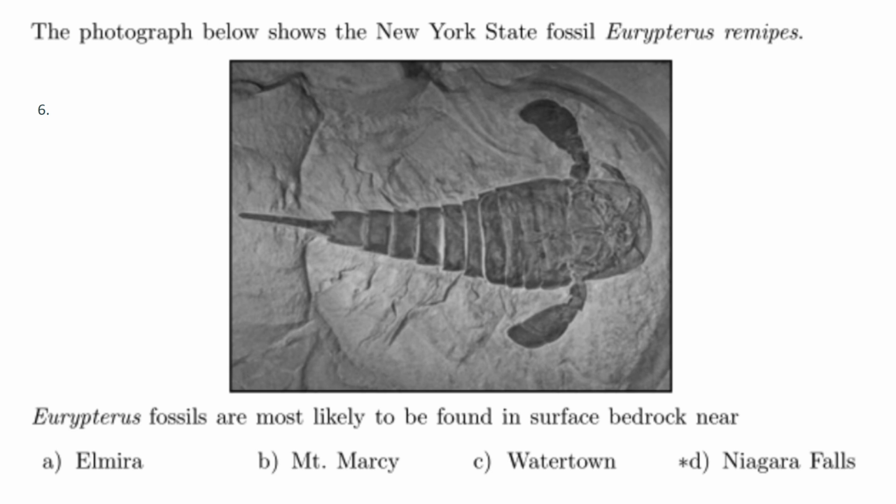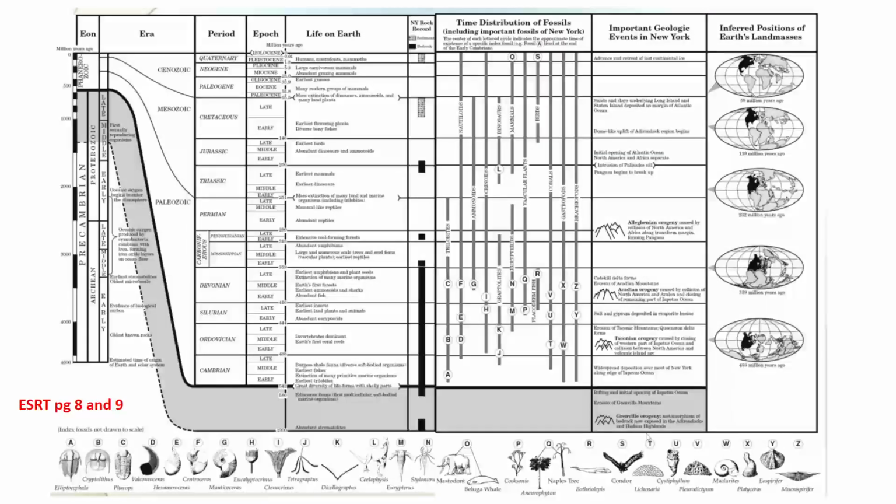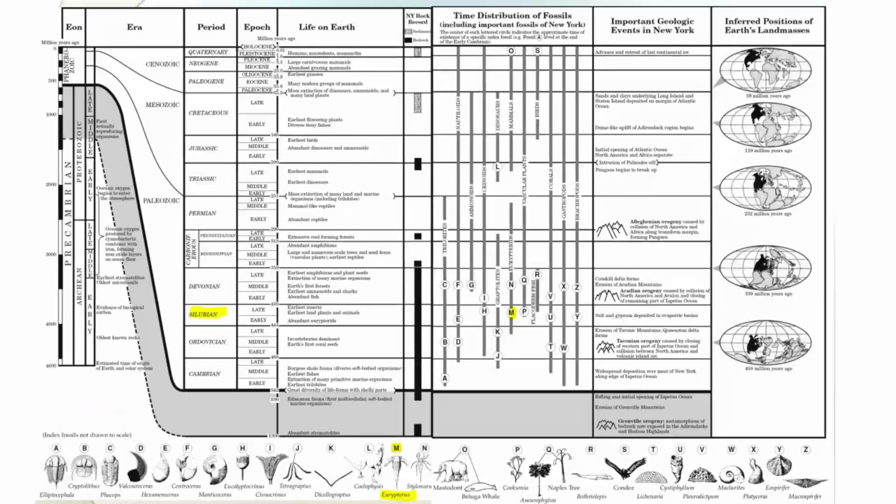Okay, so page 8 and 9 is over here. Look at it side by side, page 8 and 9, and you'll see the Eurypterus fossil is letter M. And letter M is right here. Letter M matches the Silurian period. So the Eurypterus fossil existed in the Silurian period.